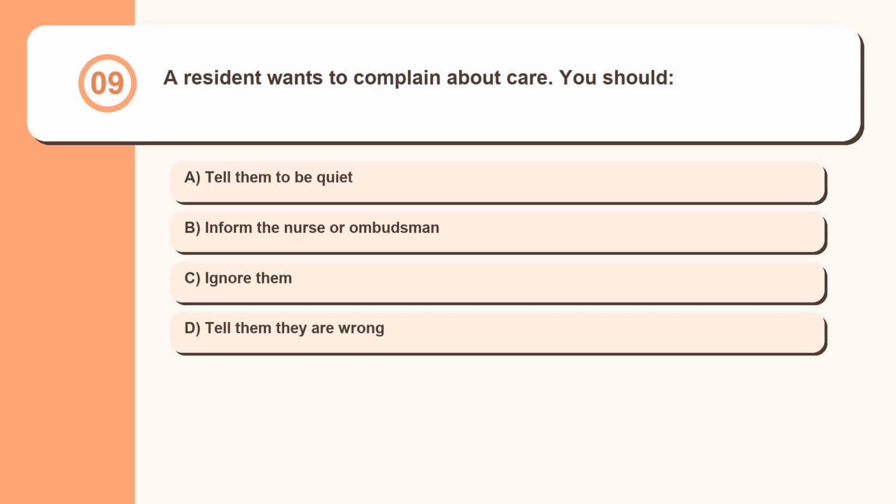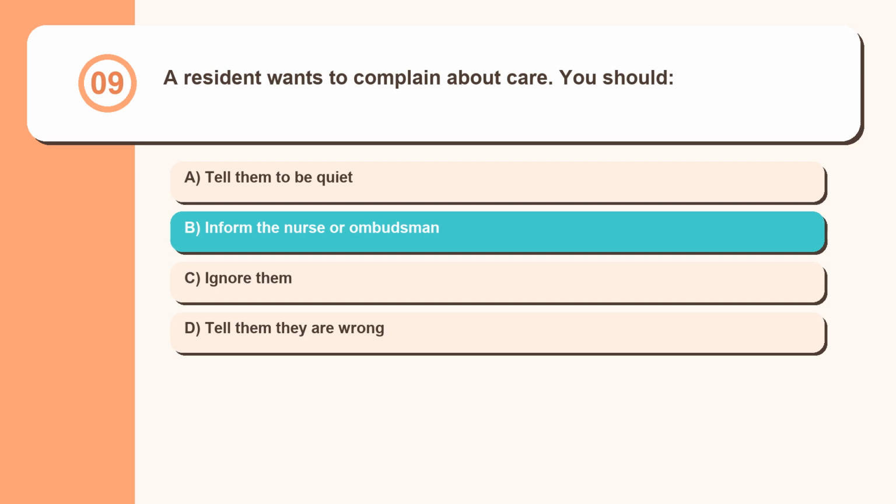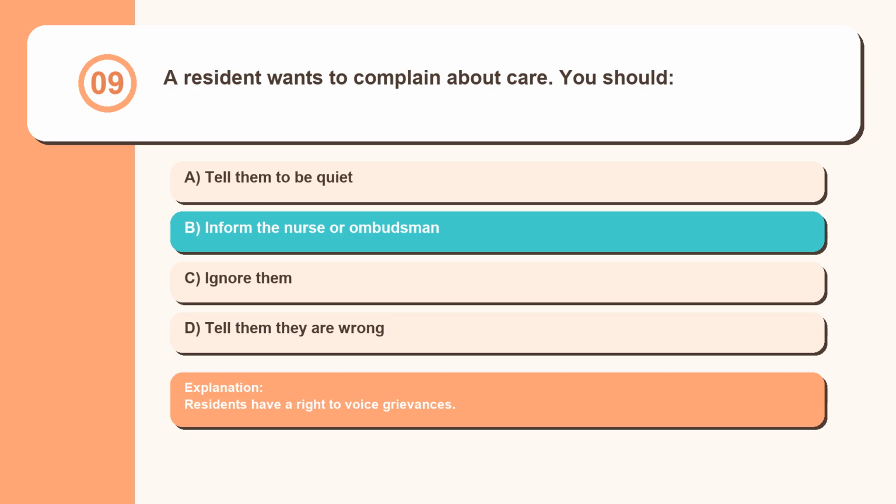Question 9. A resident wants to complain about care. You should tell them to be quiet. Inform the nurse or ombudsman. Ignore them. Tell them they are wrong. Answer: residents have a right to voice grievances.